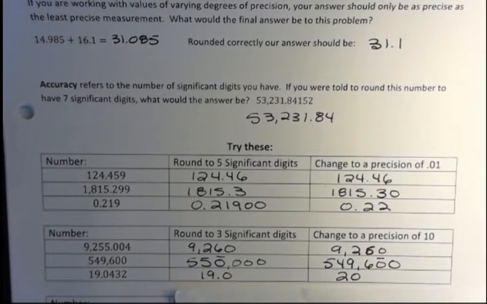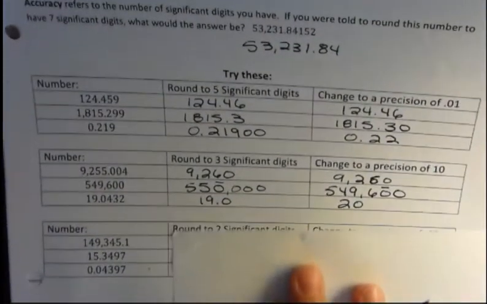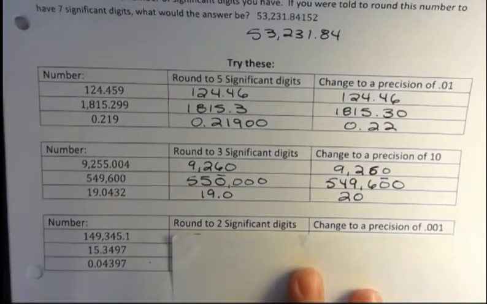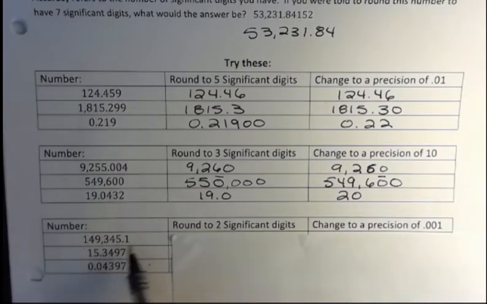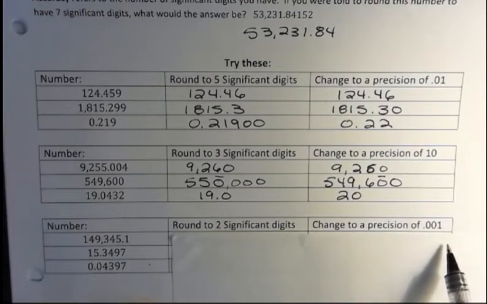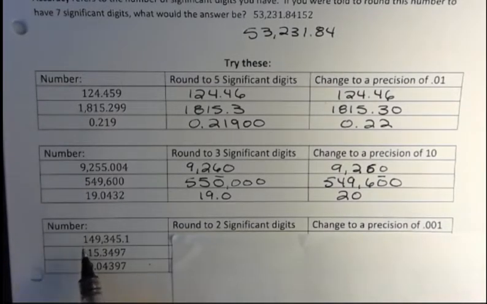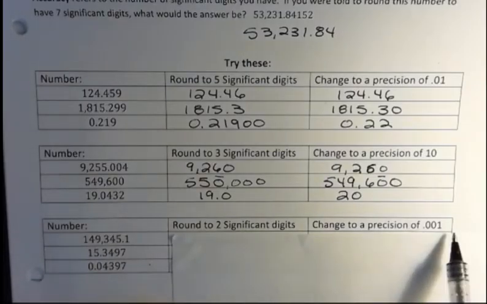That's perfect. And finally, the last set, and again, you might want to try these on your own and then come back, is what would be 2 significant digits here, and what would be the precision to 1,000ths. Well, 2 significant digits, I'm going to go 1, 2, and I'm going to round this up. 49 is going to become 50. And so I'm going to have 150,000. How would you make this precise to the thousandths?